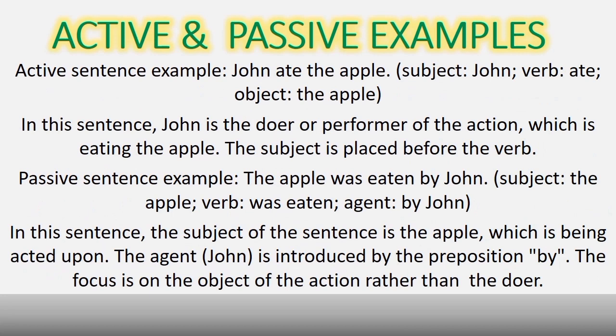Active sentence example. John ate the apple. Subject: John. Verb: ate. Object: the apple. In this sentence, John is the doer or performer of the action, which is eating the apple. The subject is placed before the verb.